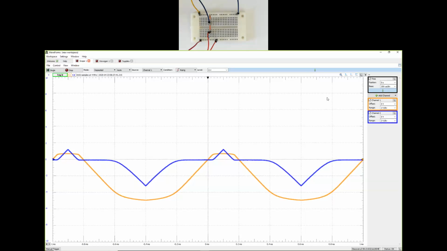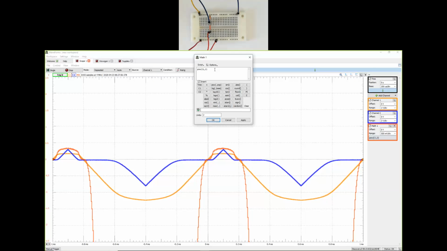And as we did before, we are going to add a math channel so that we can get current. So I'm going to do add custom math channel, and I'm going to change the equation for my math channel to be channel 2 divided by 1000. Channel 2 because it is measuring the voltage across the resistor, and 1000 because that's the value of the resistor. I'm going to also change the units to amps and say okay.